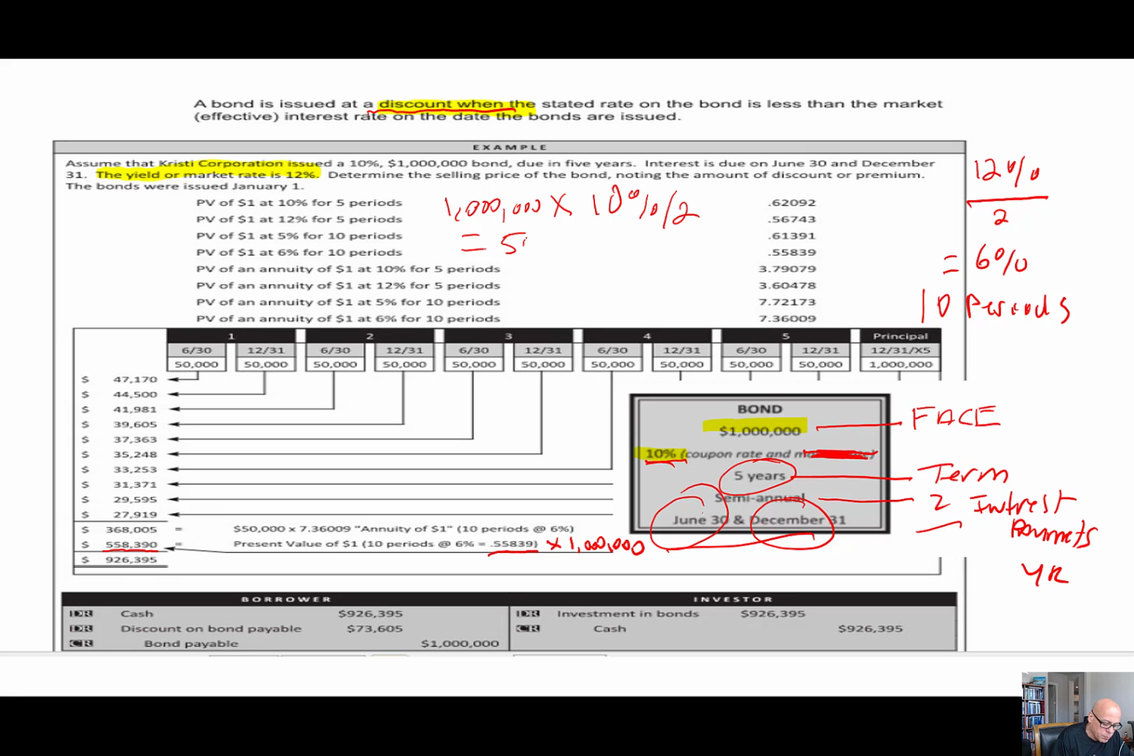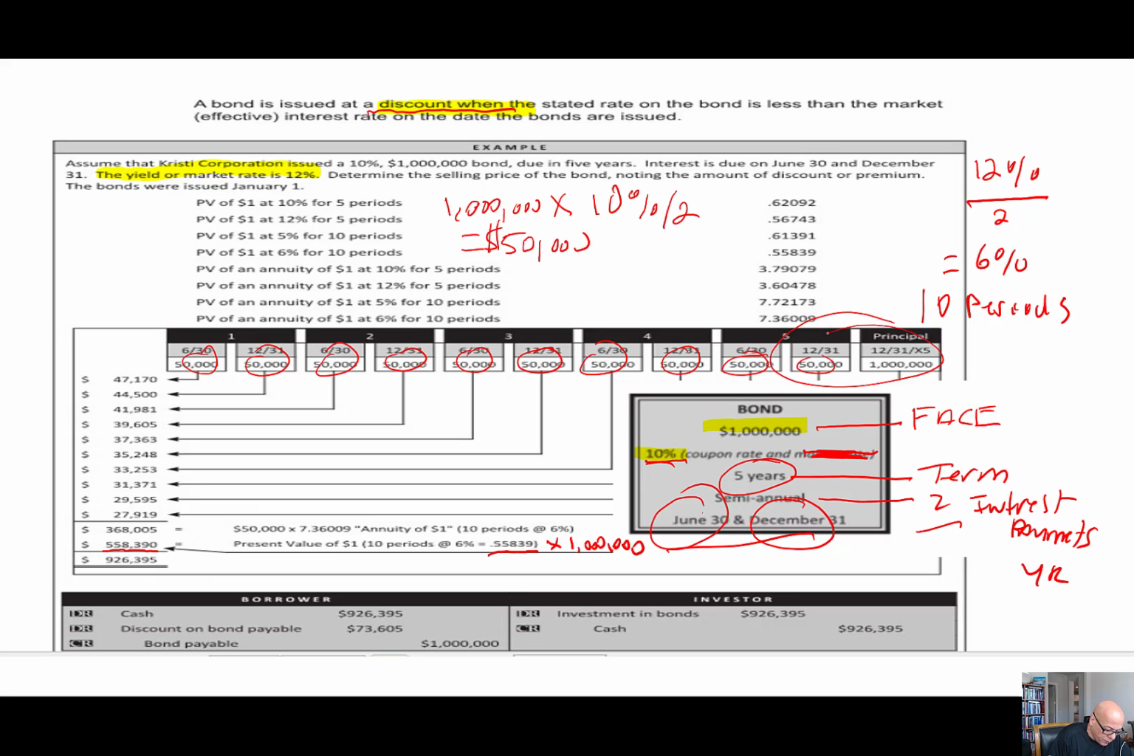Means that this bond will pay out $50,000 every 6 months for the next 5 years. Well, that's 10 semi-annual periods. 1, 2, 3, 4, 5, 6, 7, 8, 9, 10. And then when I make that last semi-annual interest payment, I also pay back the principal. We've already figured out the present value of the principal. So now we just have to figure out the present value of these semi-annual $50,000 interest payments that will stay the same regardless of what happens with the market rate.